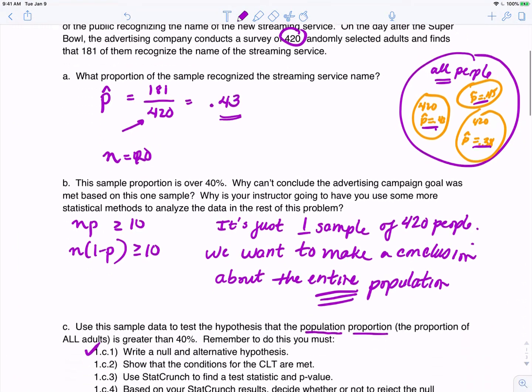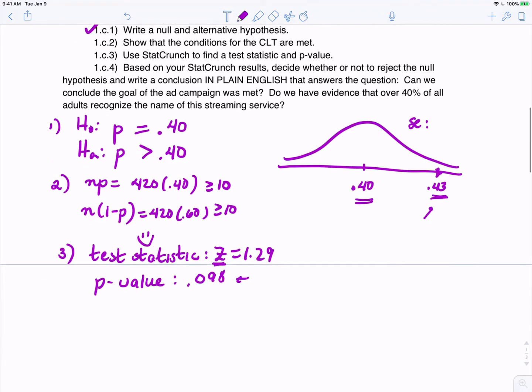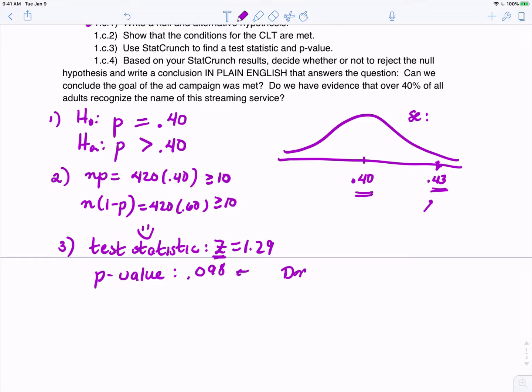So our p-value is 0.098, and our test statistic, I think, was z is equal to 1.29. So remember, a z-score of 1.29 is not unusual, and your p-value tells you that you could get a sample of 43% about 9.8% of the time, almost 10% of the time, if the curve is centered at 0.40. So this is not an unusual result. So we will not reject the null hypothesis.